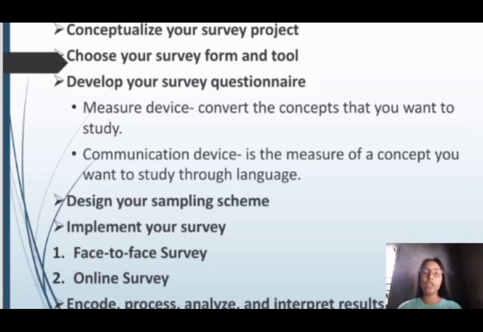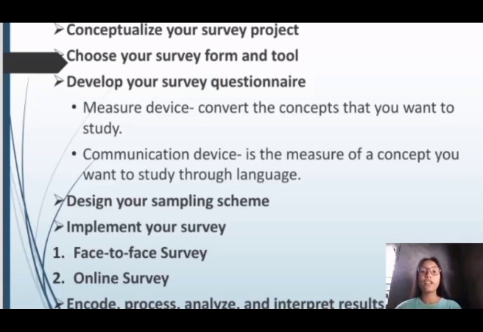Consider the strengths and weaknesses of various survey forms. For example, Google Forms is survey software and a questionnaire tool that users can easily put together via a drag and drop interface. This can be entirely customized, and this tool provides you with real-time response info and charts. Third is to develop your survey questionnaire.